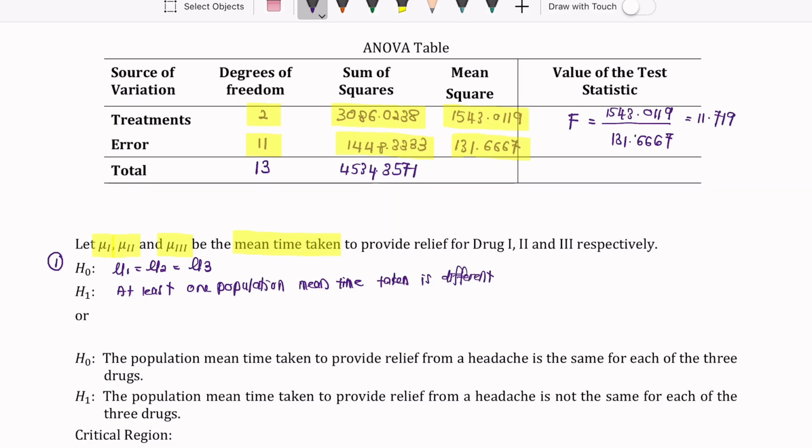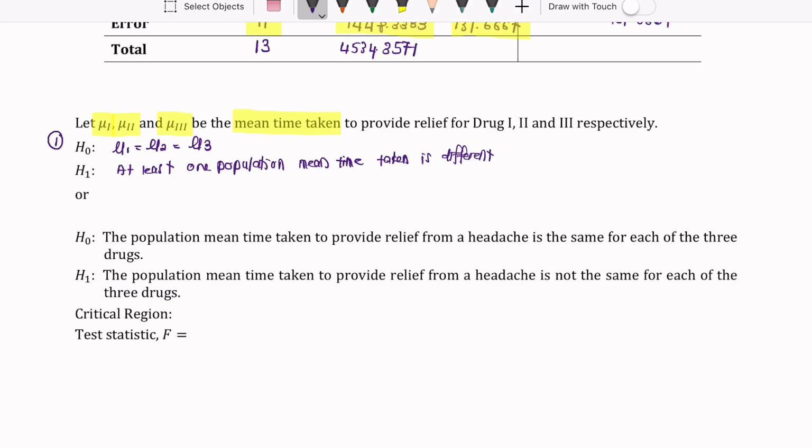Or you can write in words for the null hypothesis, the population mean time taken to provide relief from headache is the same for each of the 3 drugs. And the alternative hypothesis, the population mean time taken to provide relief from headache is not the same for each of the 3 drugs. Step number 2 is to find your critical value.